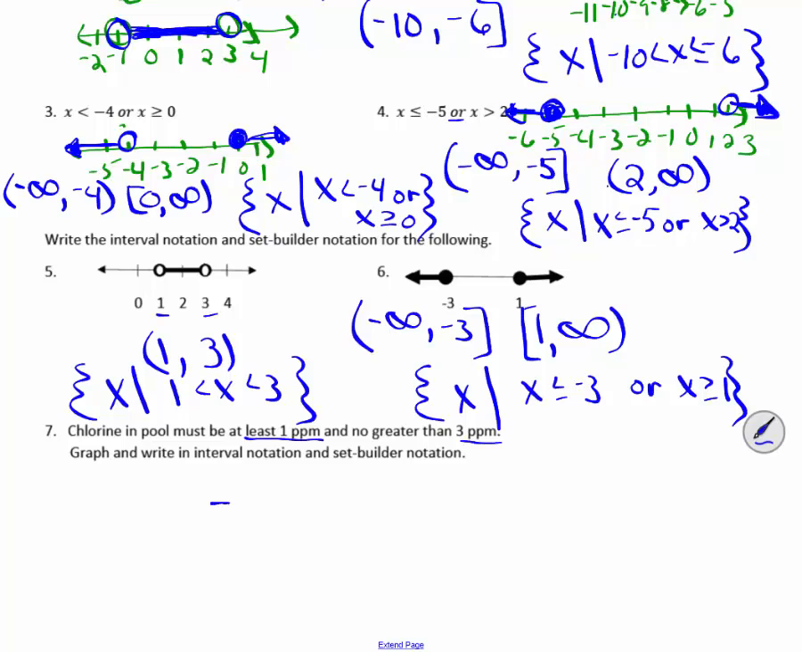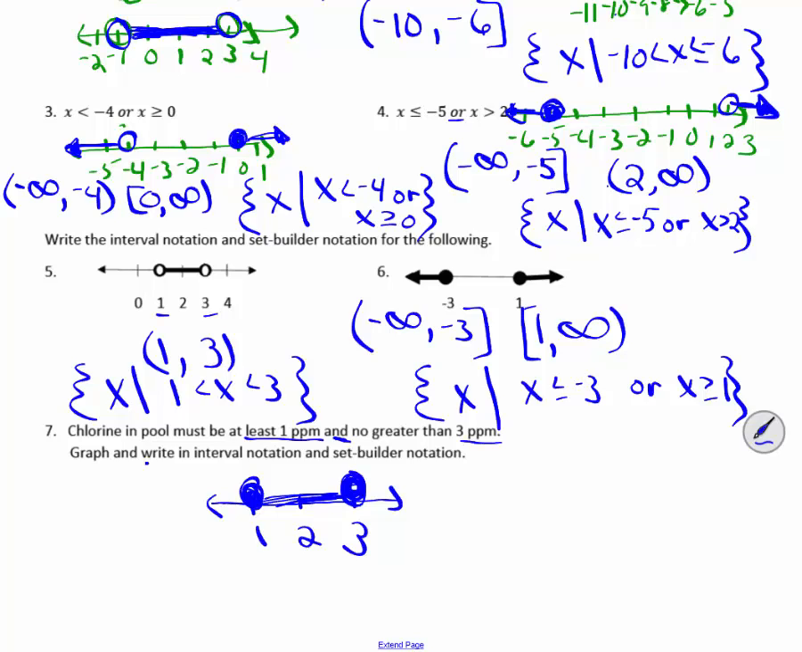So let's see what we're talking about. I don't know why I made that so big. So it has to be at least this, meaning it can be that, so we're going to color it in. And no greater than 3. So it can't be 3, right? But it can be anywhere in between. Actually, it can be 3. I'm sorry. No greater than means it can be 3. This can't be bigger than that. All right, so there's my graph. That might help you to do this.